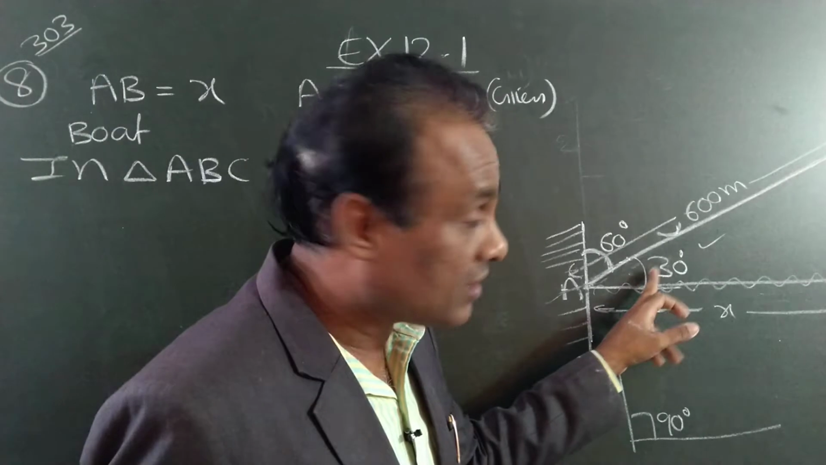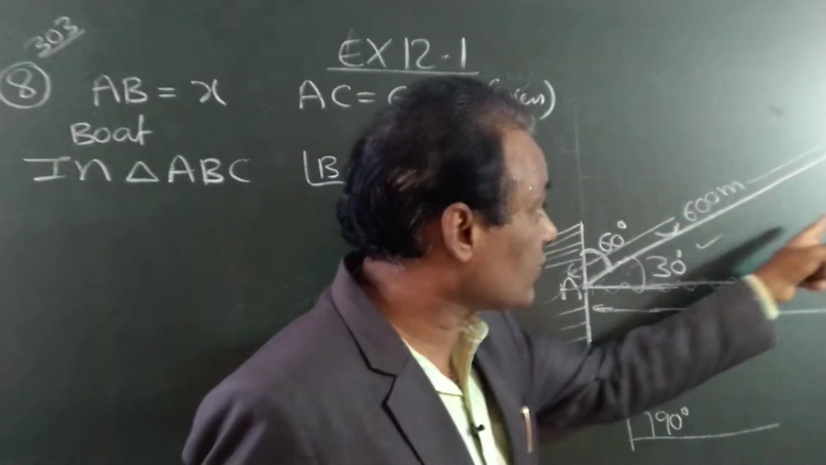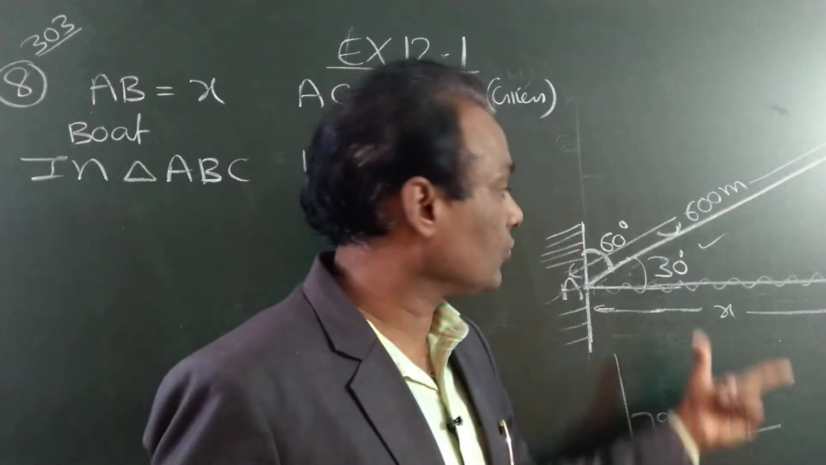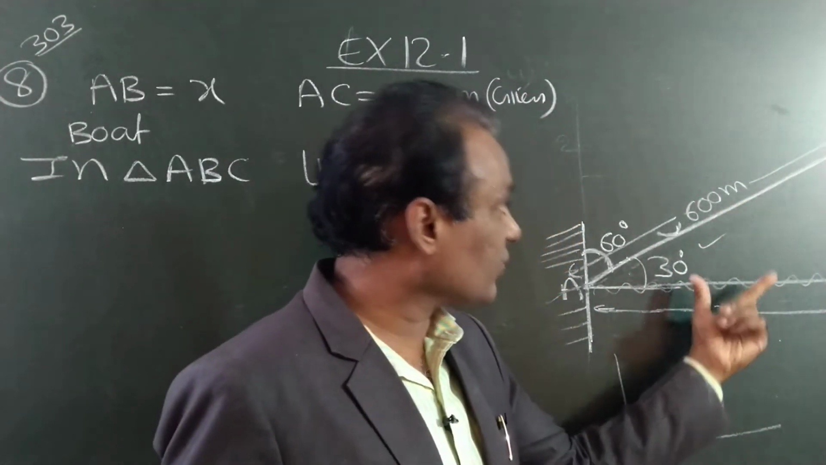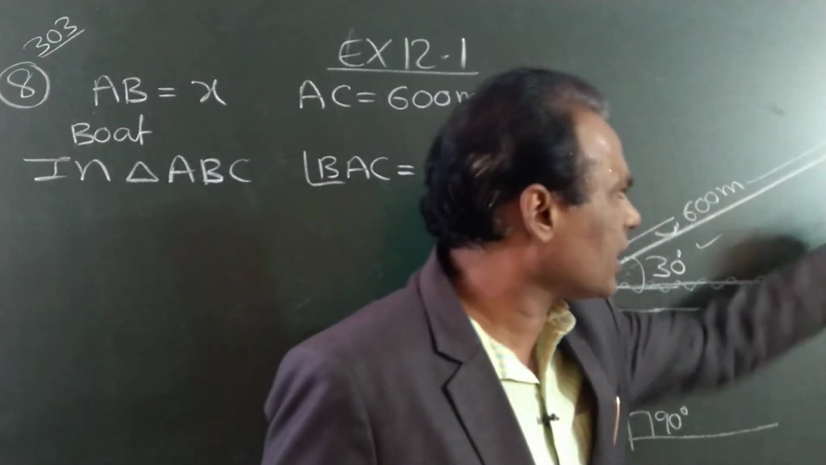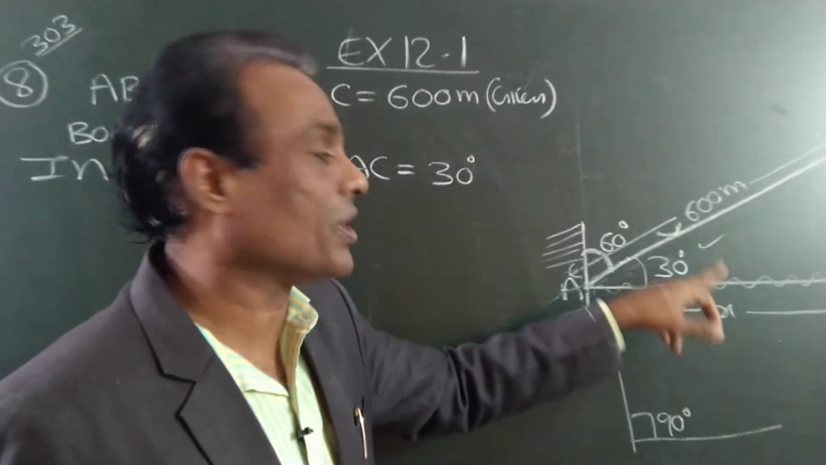For this angle, this is the opposite side. Let us name the sides. This is the opposite side, this is the adjacent side, this is the hypotenuse. Opposite, adjacent, hypotenuse. So do we require opposite? No, we don't want this side. So the problem is dealing with the adjacent side and hypotenuse.